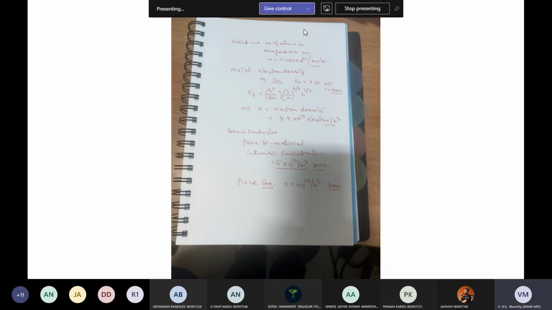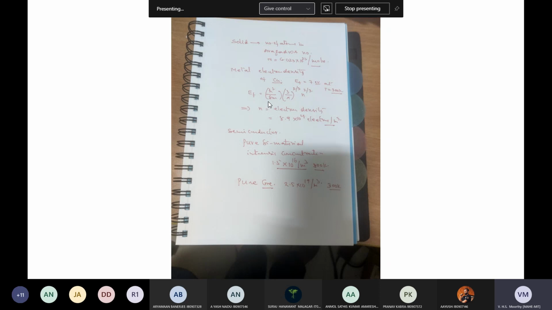Solid means the number of atoms is in the order of Avogadro's number, 6.023 times 10 power 23 per mole. The metal electron density is about 8.9 times 10 power 28 electrons per meter cube. That means in a solid this many electrons will be there. This is metal.